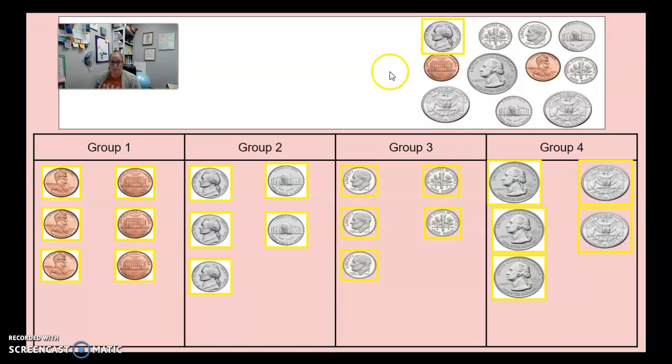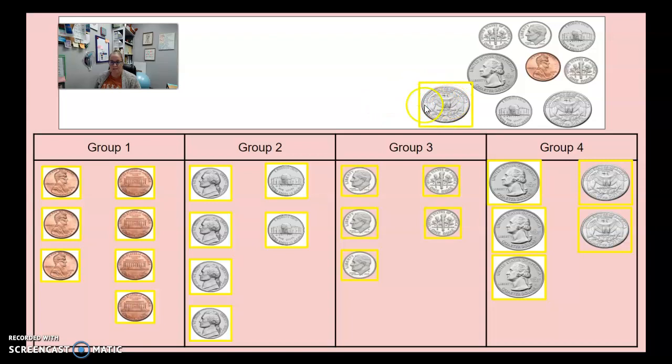And I'm going to go ahead and put it over here with group 2 because that's where all the other ones are at as well. This one is a copper color, and it is the picture of the building, not of the head. So I'm going to go ahead and put it over here with group 1 under the tails side.